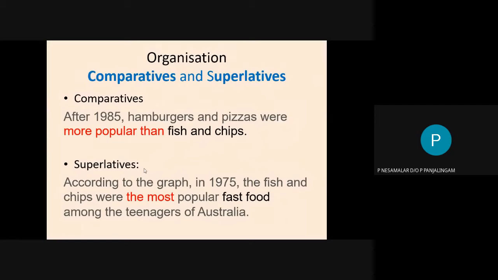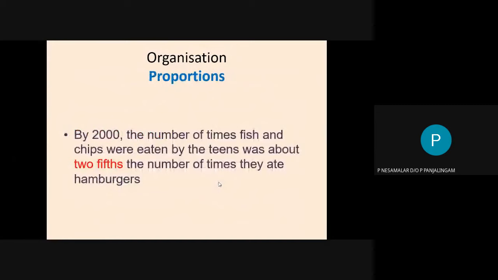Superlatives, comparing 3 or more. So you had 3 types of fast food here. So fish and chips were the most popular fast food among teenagers of Australia in 1975. An example of using proportions: by 2000, the number of times fish and chips were eaten by the teens was about 2/5 the number of times they ate hamburgers. We'll look at other examples of proportions later on.